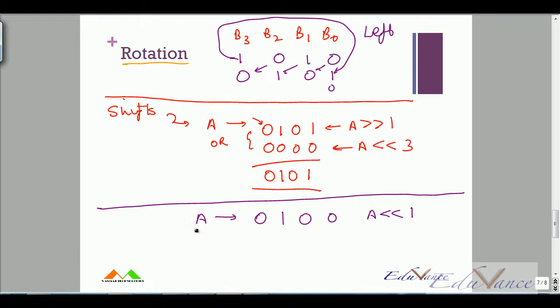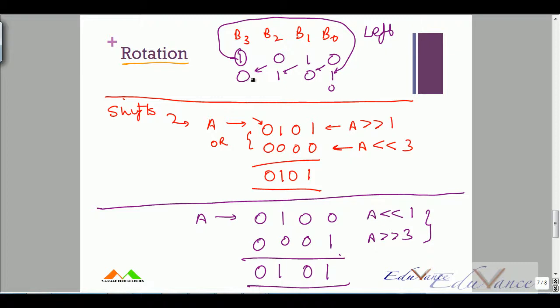Now second step would be, I again take A and I right shift it by 3. So I would do A right shifted by 3 so that I can reclaim this lost guy. And what do I get when I right shift this by 3? I get this shifted right up till here, and all the others would be 0. So I would get 0 0 0 1, and I would OR these two to get 0 1 0 1, which is effectively A, which is left rotated here.